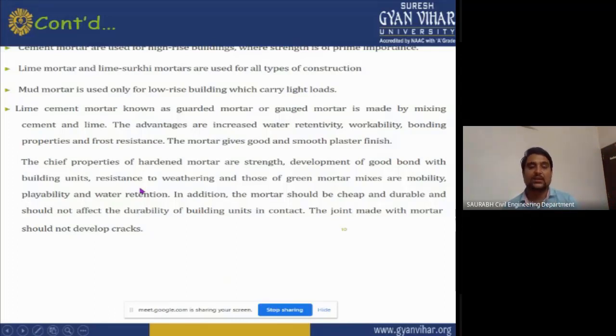And the chief properties of hardened mortar are strength, development of a good bond with the building units, resistance to weathering, and those of green mortar mix are mobility, plasticity, and water retention. In addition, the mortar should be cheap and durable, and should not affect the durability of building units in contact. The joint made with the mortar should not develop cracks.